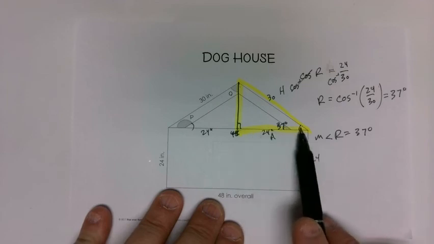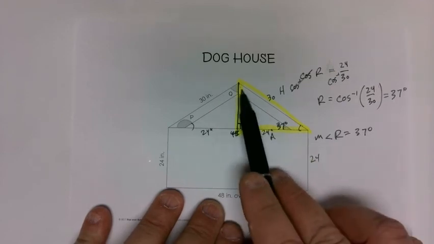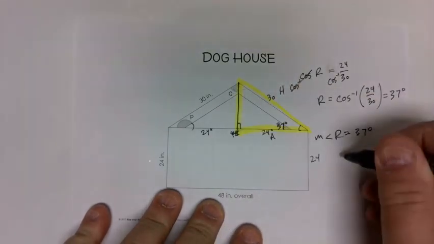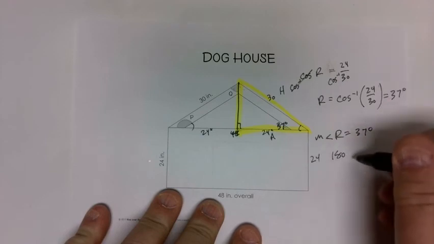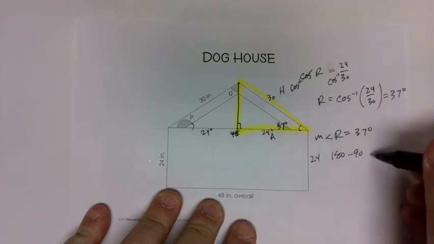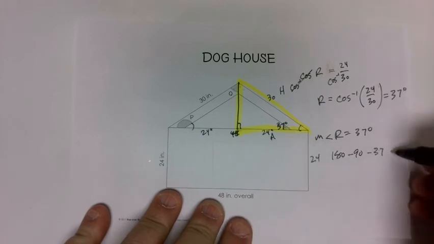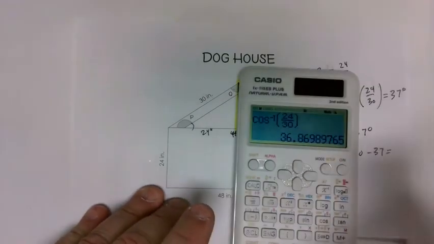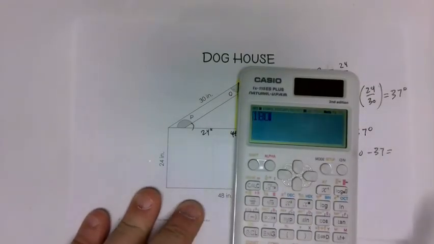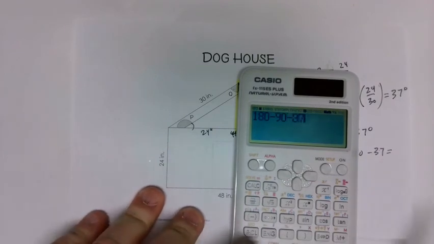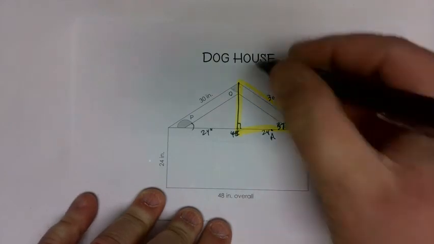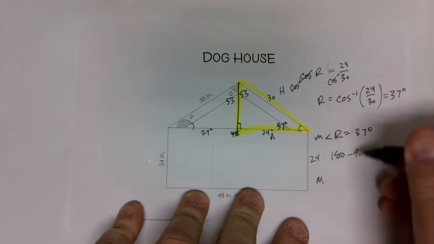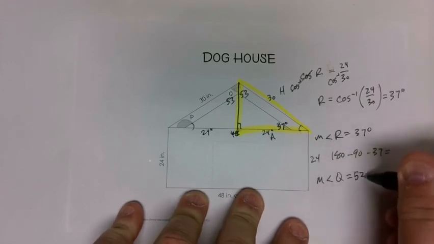Let's figure out what else I know. Well, I've got 37 and 90. I could figure that out. Hey, and this is the same as this. These two are the same, right? So if I go 180 minus the 90 right there and minus the 37 from right there, that will give me this angle, because since they're in the same triangle, they will add up to 180. So I'm going to go 180 minus the 90 minus the 37 gives me 53. So this is 53, which means Q is 53. So the measure of angle Q is 53 degrees.